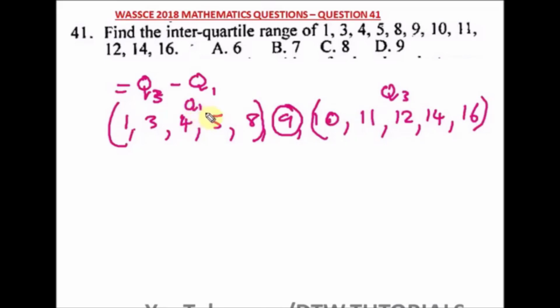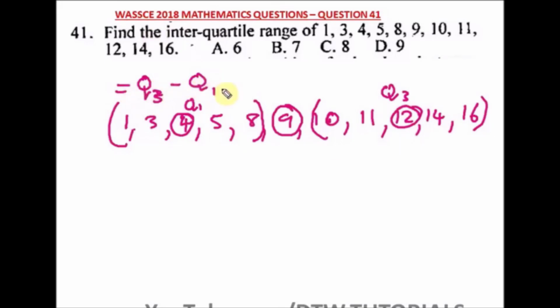So from here, how do we get our lower quartile? It is the median of this particular set. And what's the median of this set of numbers? The median is 4. And to get our upper quartile is also the median of this set of numbers. And what's the median, which is the middle number? It is 12.